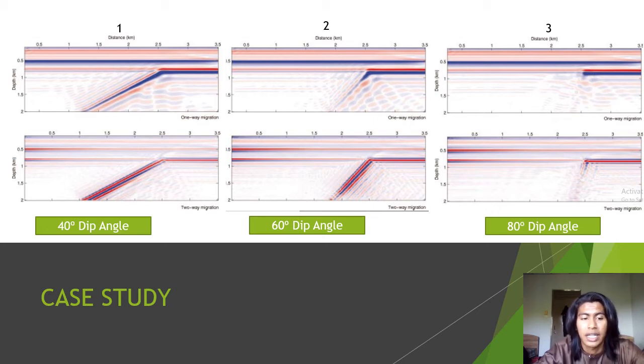Two-way migration can handle steep dip. However, one-way migration may suffice if there are no steep dips in the Earth model, or if the recorded data do not contain events related to steep dips in the model because of acquisition limitations.